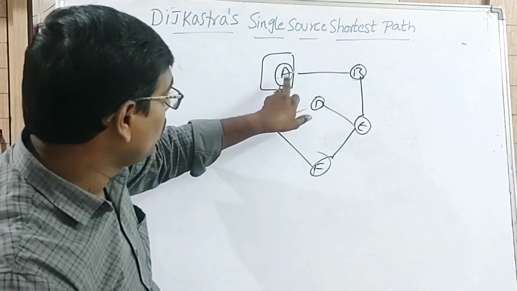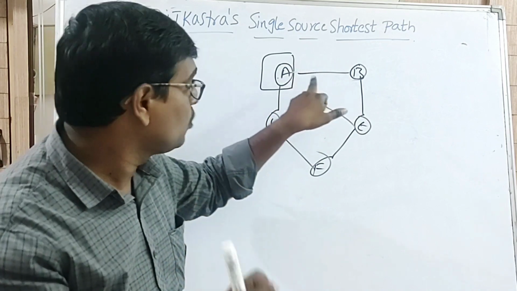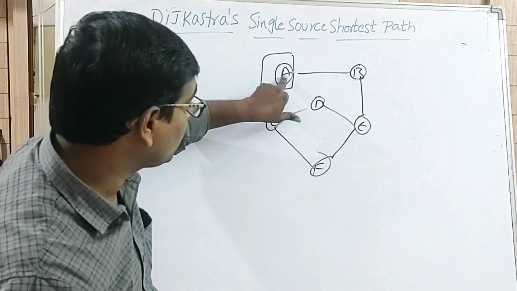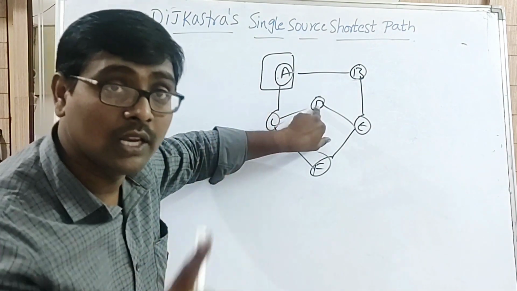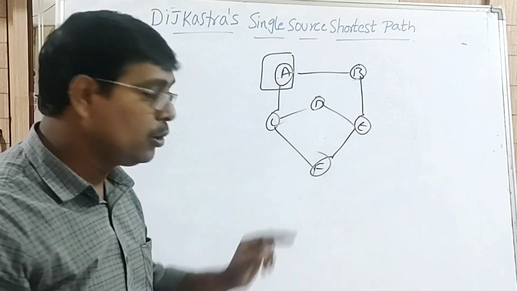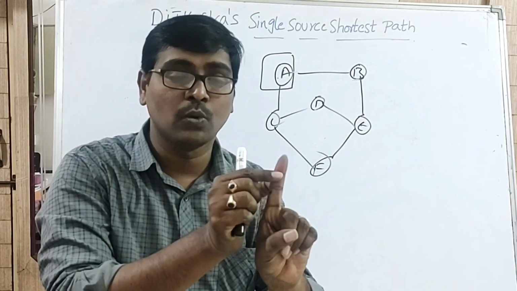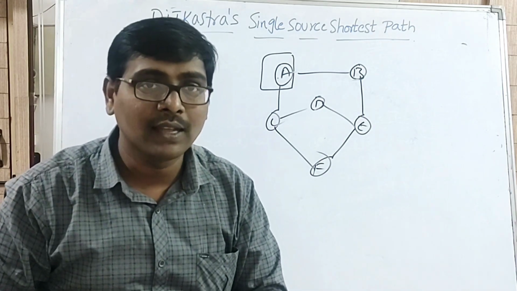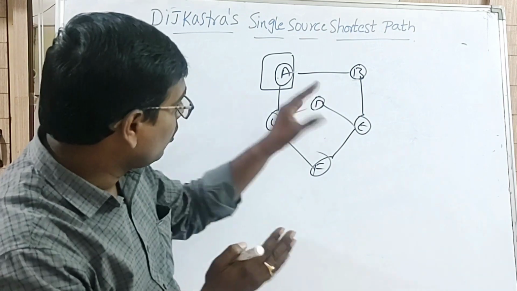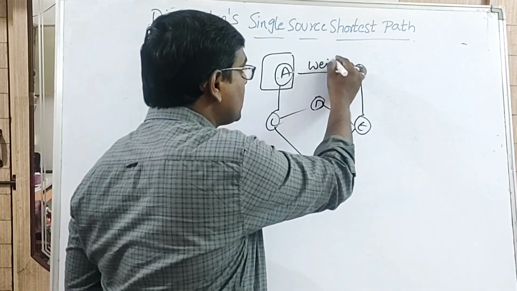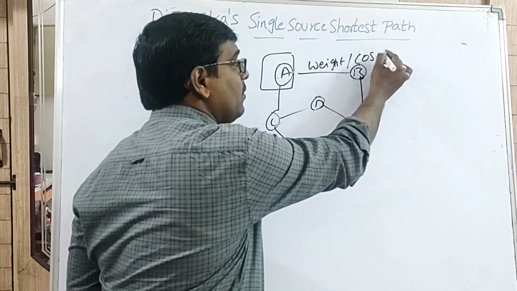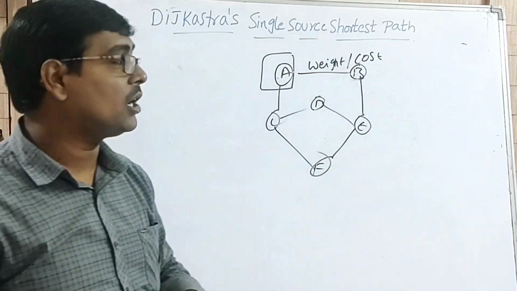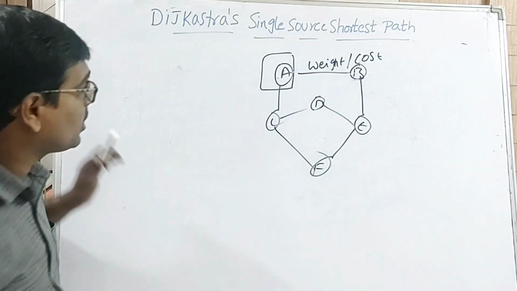What is your aim? You need to find the shortest path from A to B, from A to C, from A to D, A to E, A to F. That is single source. From that vertex, you need to find the shortest path to all other vertices. Now your graph consists of some weights or distance or cost, whatever it is. Based on the cost or weight, we are calculating that shortest path.